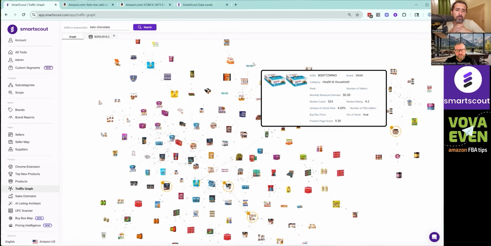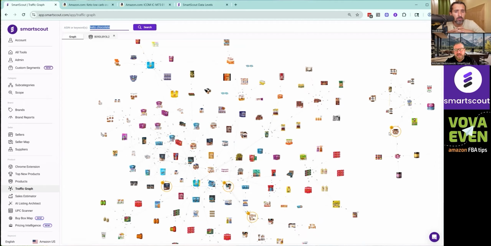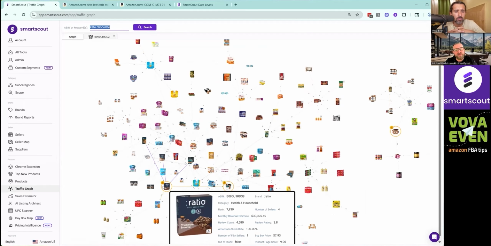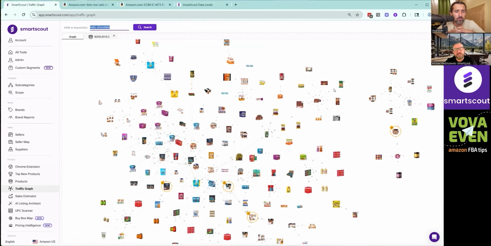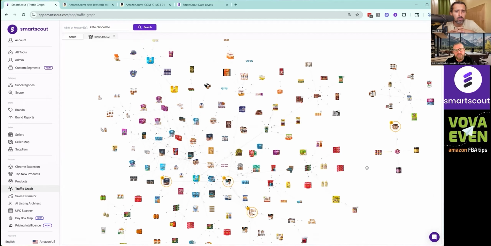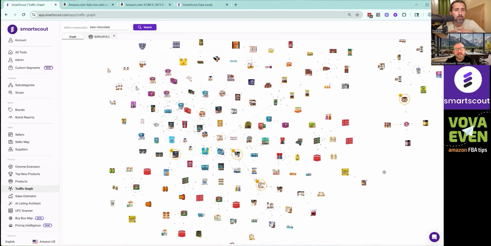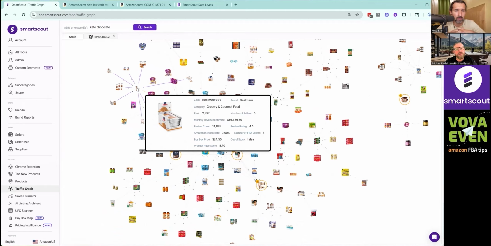One of the applications is, okay, I am trying to rank for keto chocolate. These guys are at the top. A lot of them are likely paying to be at the top, and the cost per click to get up top is very expensive. What are some other strategies I can implement and still improve my sales? So what I want to identify is products that have a lot of these arrows. You see, the purple arrows are inbound traffic.